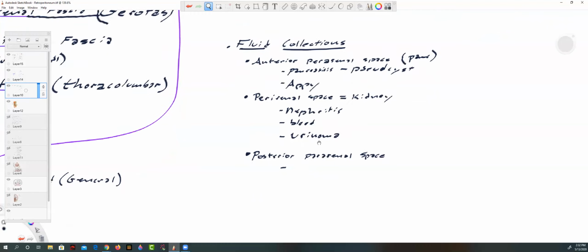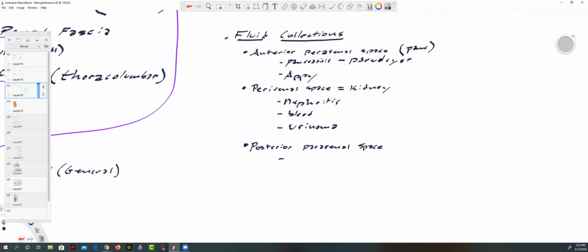And then the last one, the posterior perirenal space, there are no organs in there. So pretty much the only thing that's going to get in here is a bleed, perhaps from an aortic aneurysm that ruptured and somehow ruptured into the posterior perirenal space. And I say somehow because I'm not sure how.